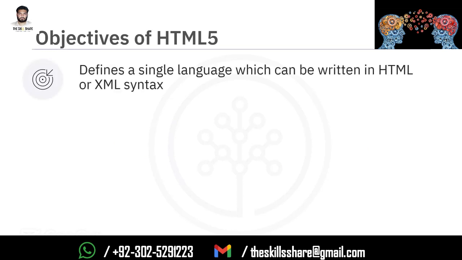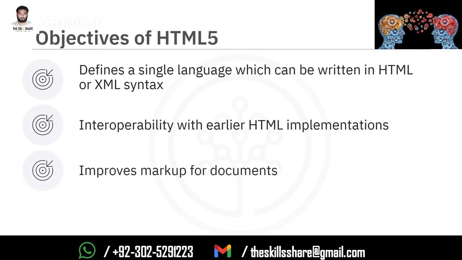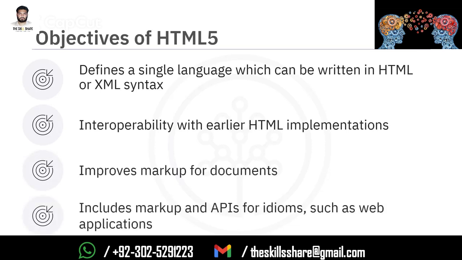The HTML5 specification defines a single language called HTML5 that can be written in HTML or XML syntax. The HTML5 specification defines a processing model that can interoperate with earlier HTML implementations. HTML5 improves the markup for documents. HTML5 includes markup and APIs for idioms such as web storage, video, and audio content.